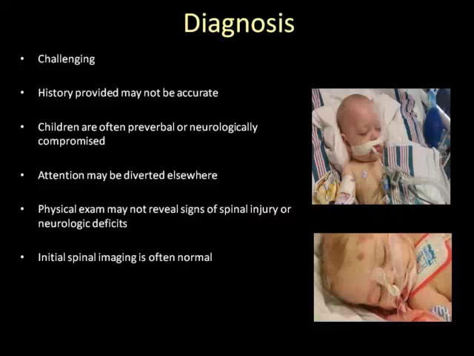The diagnosis of spinal injury in these young children can be very challenging for a number of reasons. First, the history that's provided to the clinicians in the emergency room is often not accurate. It's very rare for a parent to come in and say, "I injured my child." Typically, because of the age of the children, they're going to be pre-verbal or they may be neurologically compromised if there's abusive head trauma. Attention may be diverted elsewhere to more obvious injuries. And in addition, the physical examination is typically unrevealing, as is the neurological examination. And as we discussed, spinal imaging is often normal.